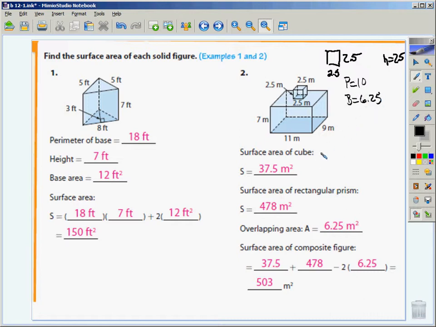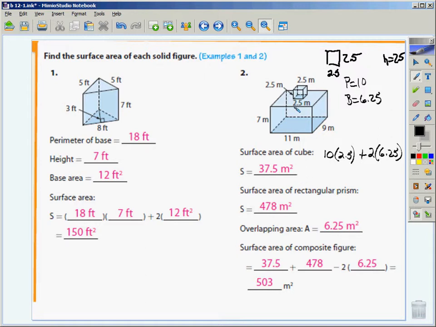So this became P times H, 10 times 2.5, plus 2 times 6.25, which gave me 37.5 for my surface area of the cube.